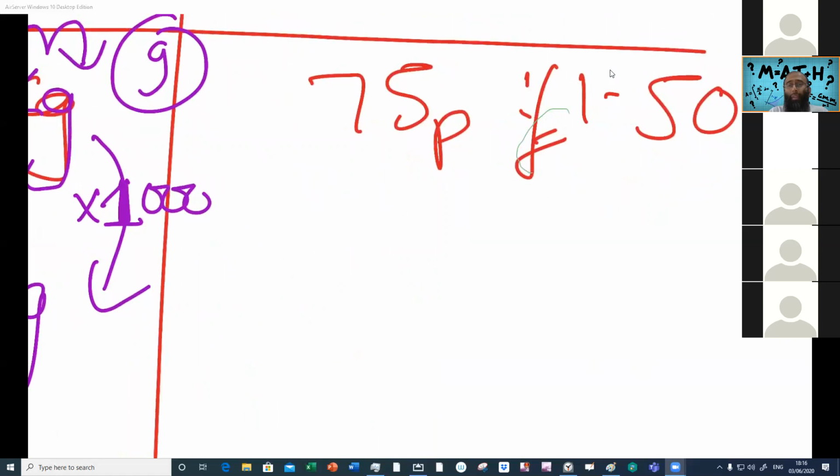Okay, so we have 75p and £1.50. Again, pence and pounds. Pounds being the bigger unit. You can change bigger units into smaller units easily rather than the other way around.